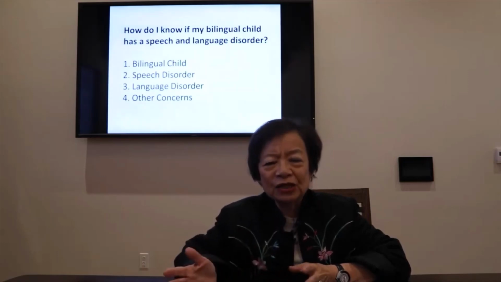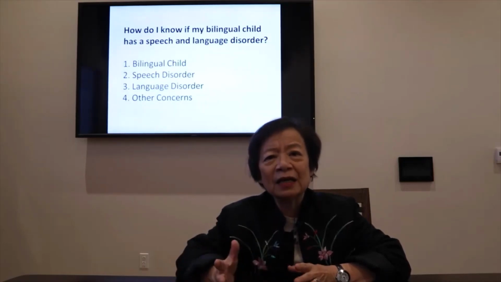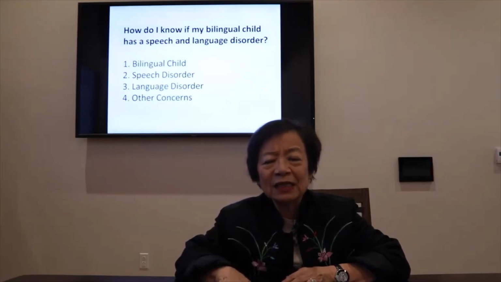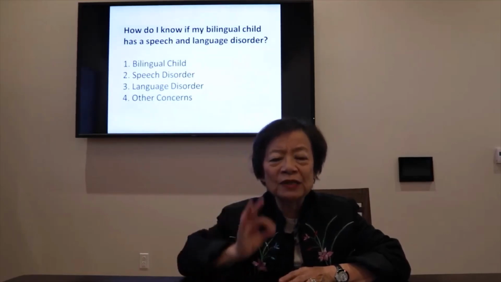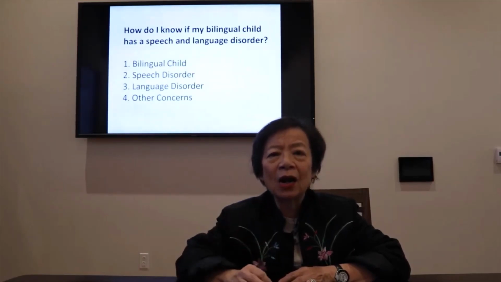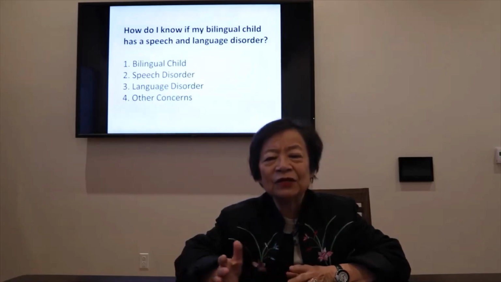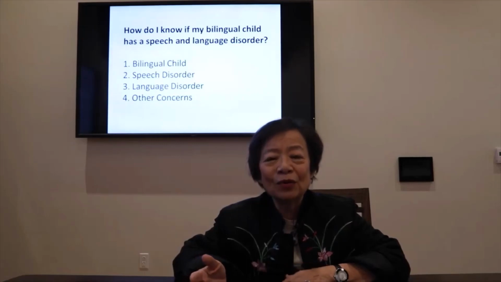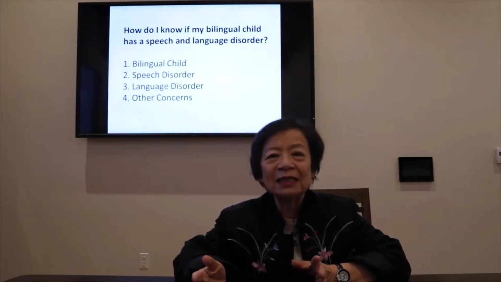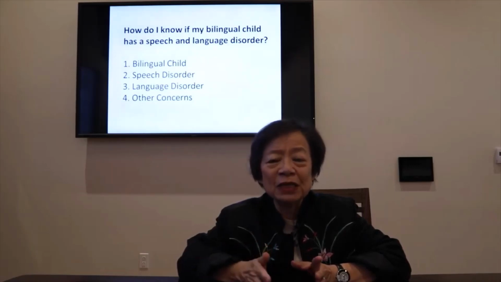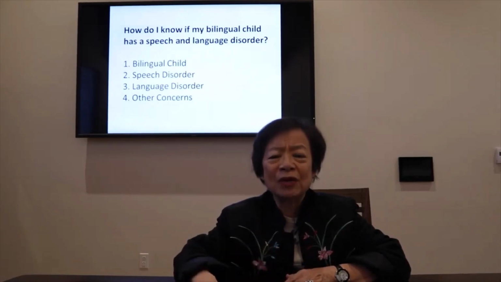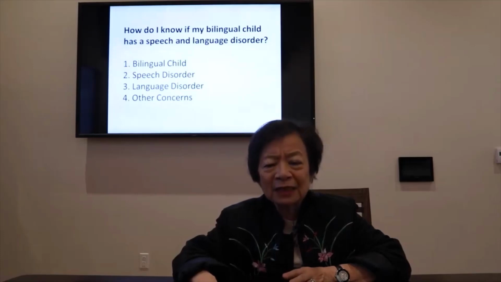Now, for English, I want to give an example. Again, I will use the word rabbit. Rabbit starts with the sound r. And if a child says webbit, that is using the W for the R. So webbit instead of rabbit, again, is a speech disorder. It is very, very common.